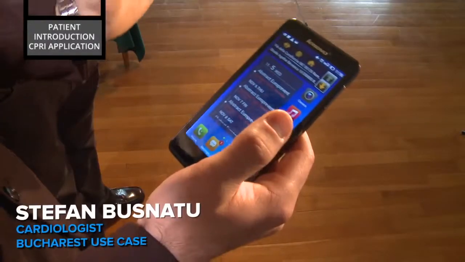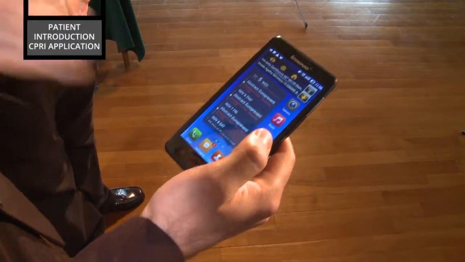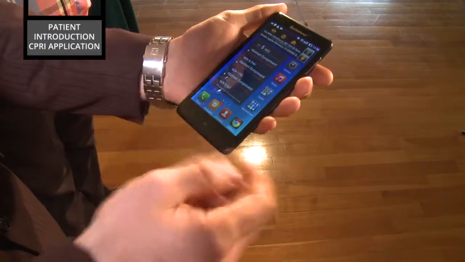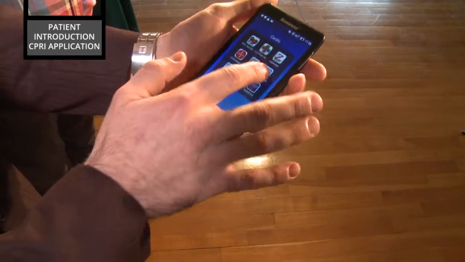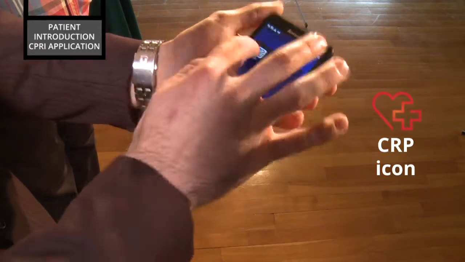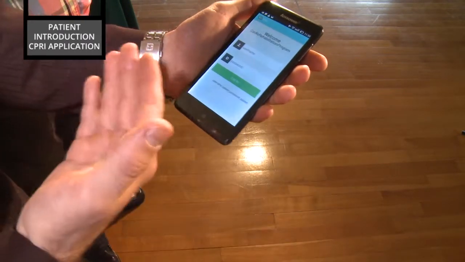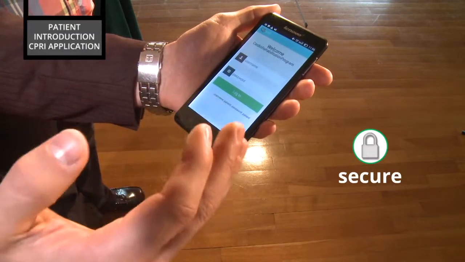Basically, we would have discussed the general presentation of the solution, and now you are very interested, and I'll get the phone and say to you, you see, it's very easy. You open the phone, you see the CRP icon, you get into it, and the first part is about logging in, as I told you, about the security, so everything will be secured.